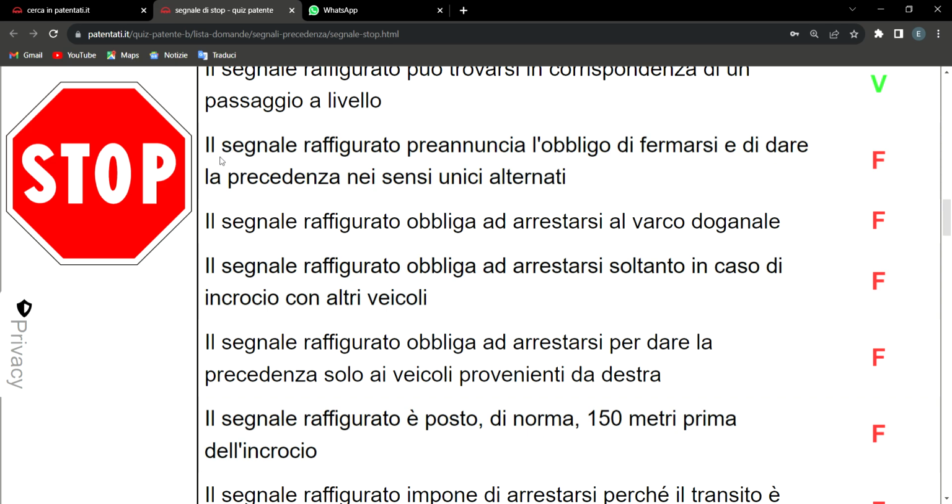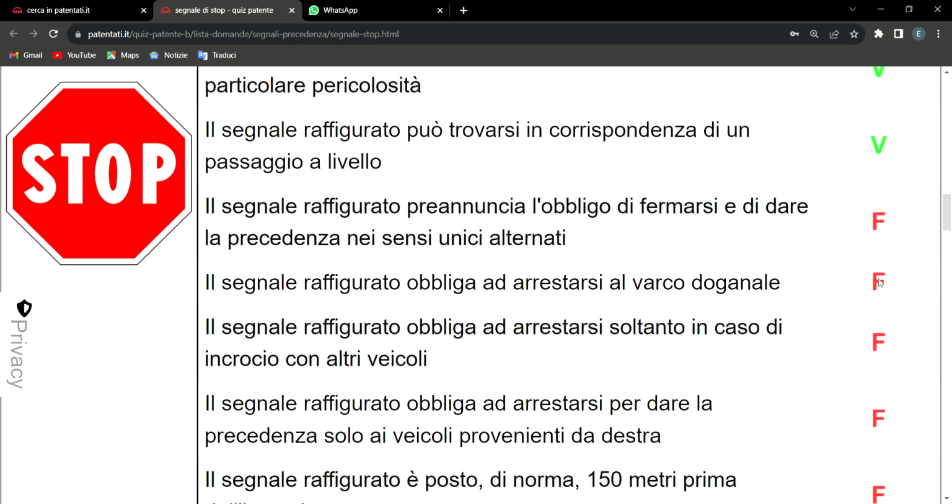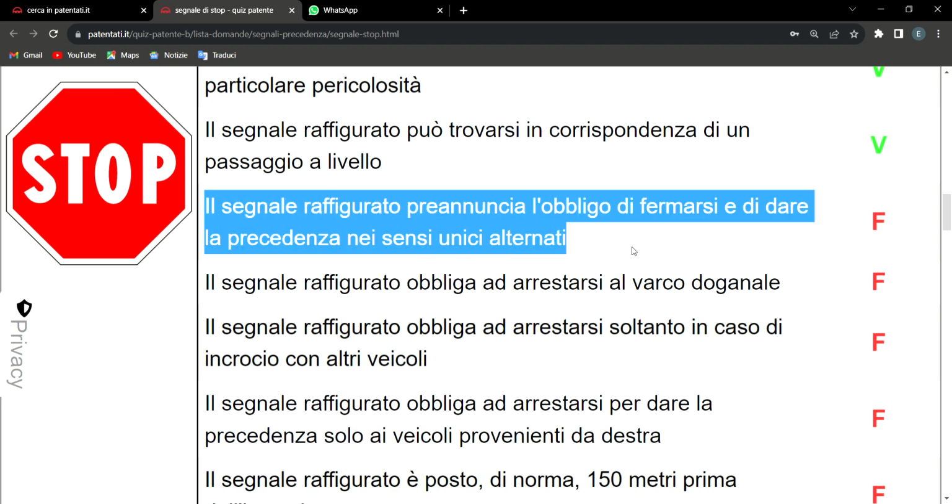And all these are false, but let us quickly consider the reason why all these are false. It says, il segnale raffigurato pronuncia obbligo di fermarsi e dare la precedenza nei sensi unici alternativi. So this one is false. It simply says that with this very sign, it is compulsory for you to give way to vehicles that are coming from alternative ways. So we are not talking about that. This very sign simply means a junction with poor visibility, a junction that is located in a dangerous place. So this is the reason why this one is false.